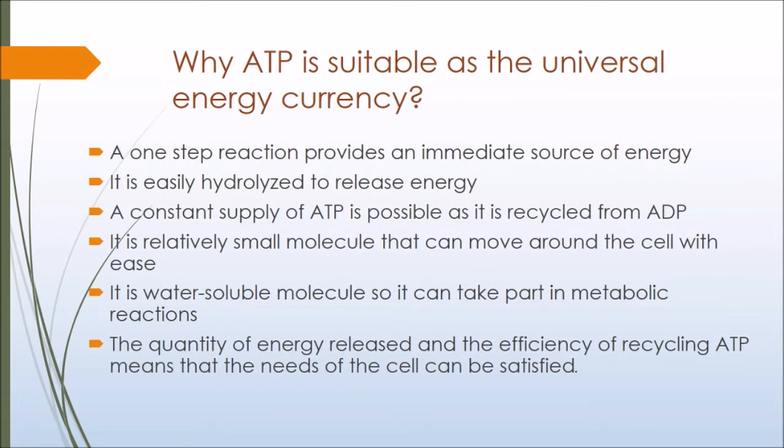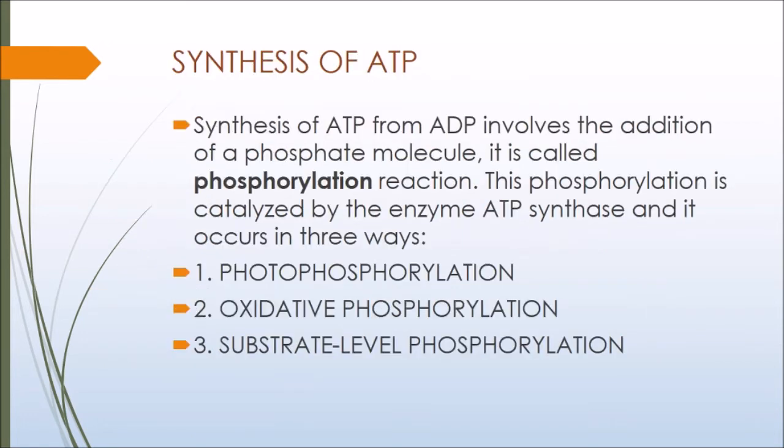Why is ATP suitable as a universal energy currency? The first one is a one-step reaction that provides an immediate source of energy, and it's easily hydrolyzed as we saw in previous pictures. A constant supply of ATP is possible because, as we mentioned before, it can be easily recycled. It is a small molecule, that's why it can move around the cell easily, and it is water soluble, and it can take part in the metabolic reactions.